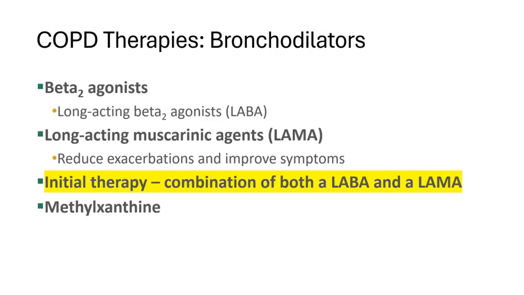The preferred choice for initiating therapy for most patients is a combination of a long-acting beta agonist and a long-acting muscarinic agent. This combination results in improved lung function, decreased dyspnea, and reduced rates of exacerbation.